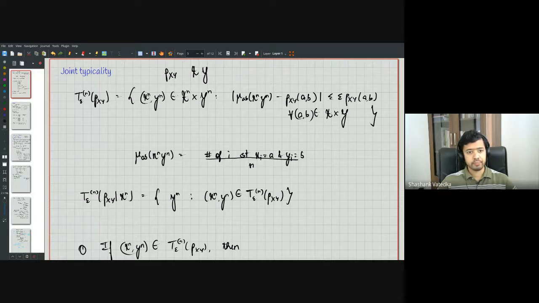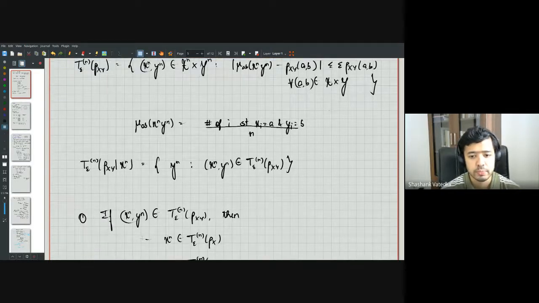So let's get started. In the previous class, we talked about typical sequences and joint typicality, and we saw some properties of jointly typical sets. We defined mu_ab of x^n and y^n as the empirical frequency, or the fraction of times the pair ab occurs in x^n and y^n. A typical set is one where all the empirical frequencies are close to the true probabilities. The fraction of occurrences of every pair of symbols is close to the joint probability of occurrence of that particular pair of symbols.